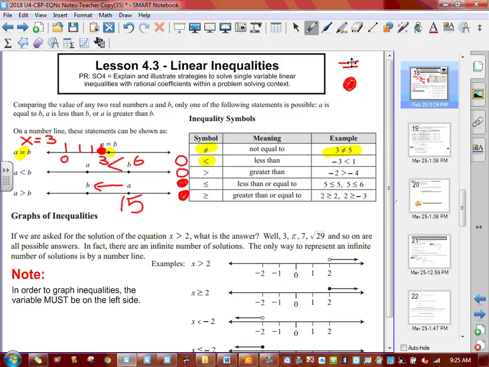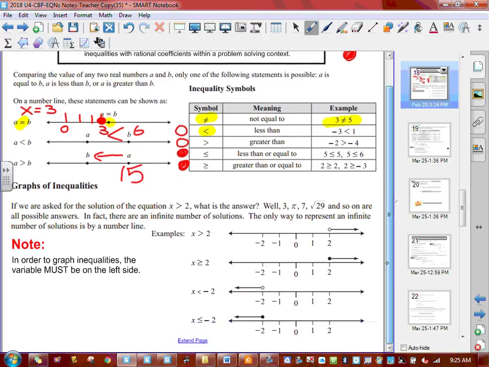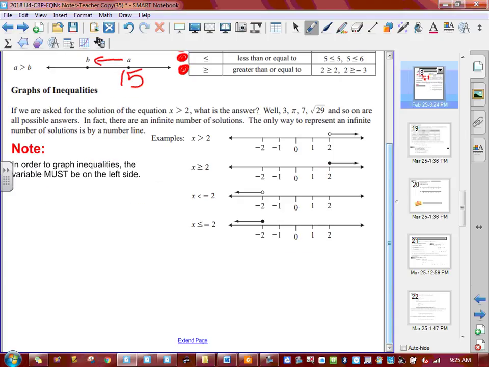So let's take a look at how an example works. We're going to graph what these actually look like. We are asked to graph a solution of x is greater than 2. Well, we could have any possible answer. 3 is bigger than 2, pi is bigger than 2, 7 is bigger than 2, the square root of 29 is bigger than 2. It could be a square root, a fraction, a decimal, anything, as long as it's bigger than 2.